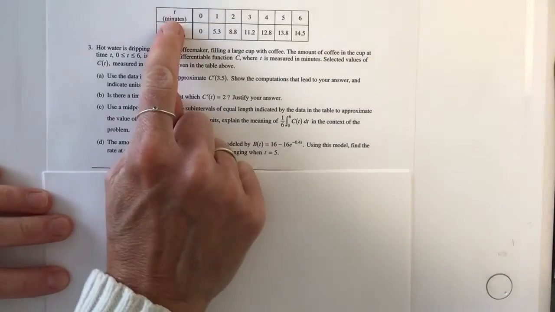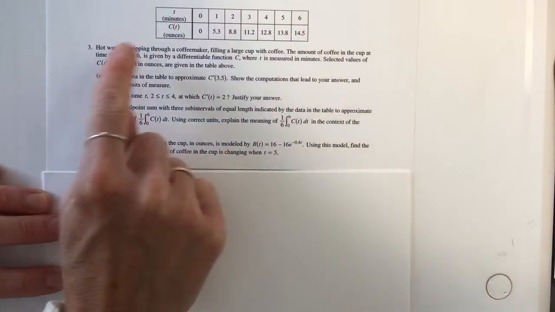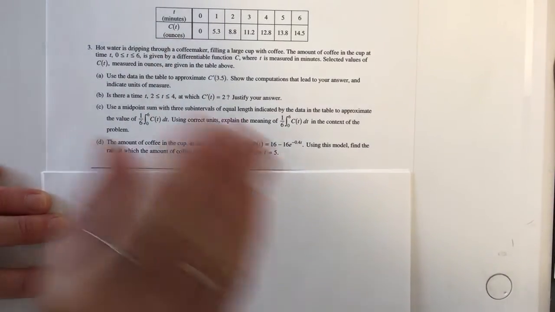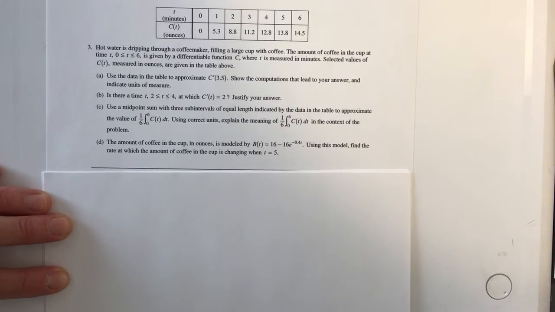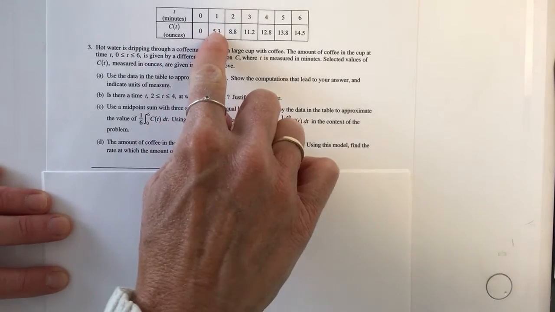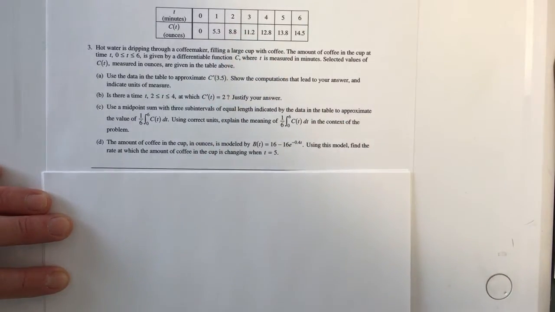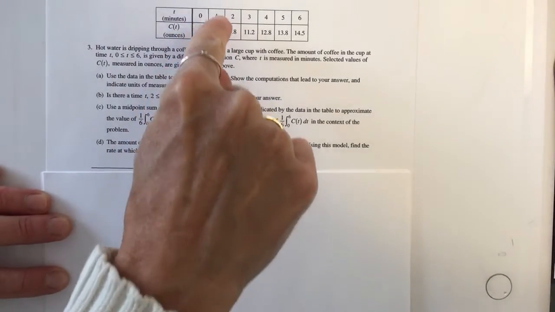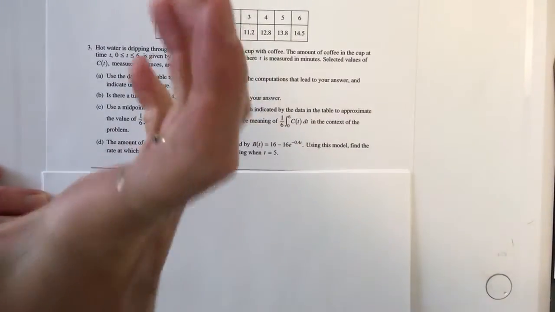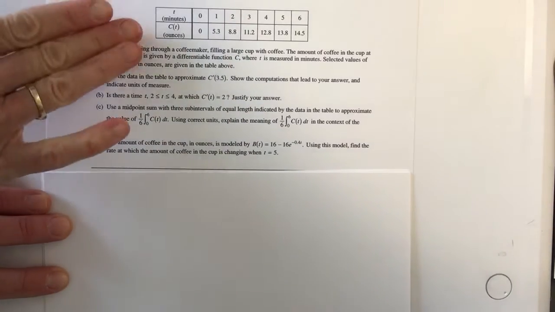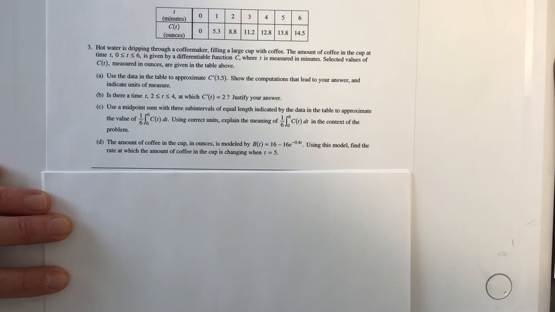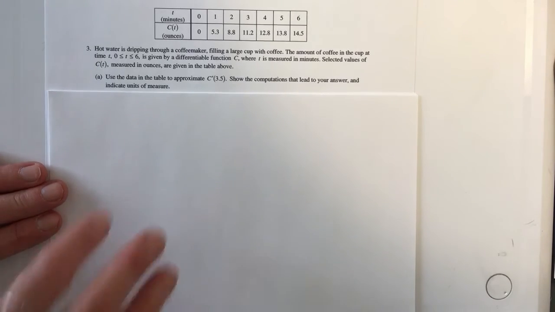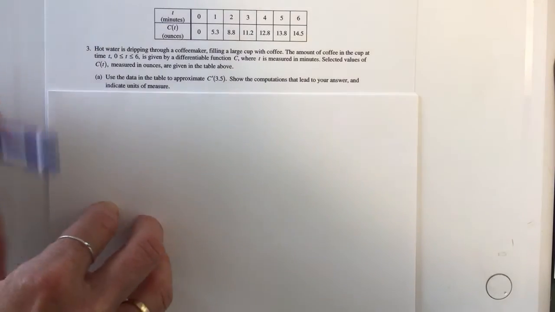So they're giving us time in minutes, and the hot water is dripping through a coffee maker, filling a large cup with coffee, and the amount of coffee in the cup at each time is given in the table. If you can imagine, you press the start button, and at 1 minute you're going to have 5.3 ounces in the cup. So this is not a rate. Let's go ahead and start. Use the data in the table to approximate C prime at 3.5.